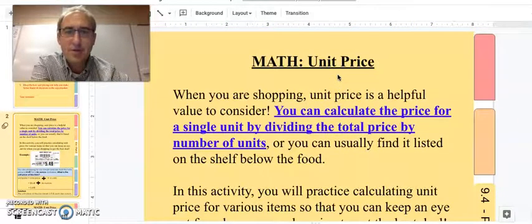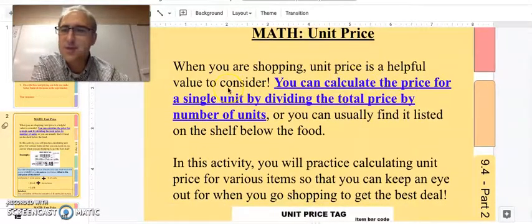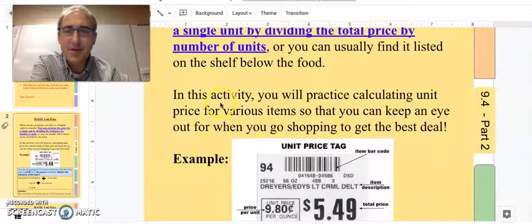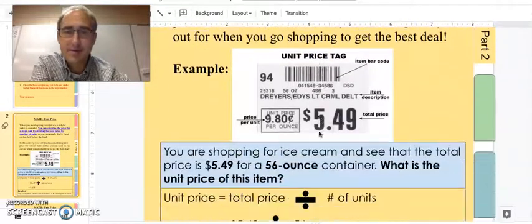When you're shopping, unit price is a helpful value to consider. You can calculate the price for a single item by dividing the total price by the number of units. I think of it as dollars per unit. Dollars goes on top, division sign, units. Dollars per unit. In this activity, you will practice calculating unit price for various items so that you can keep an eye out for when you go shopping so that you get the best deal.